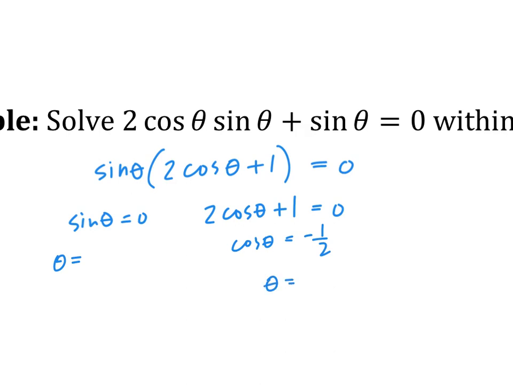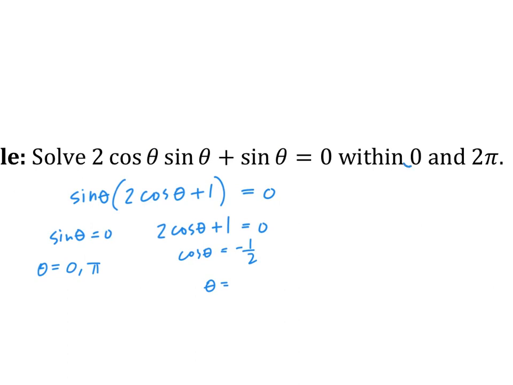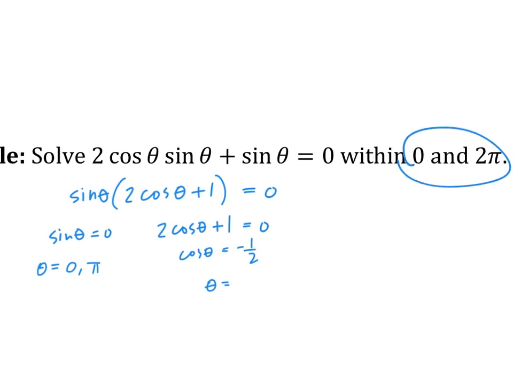All right, so now let's think about it. Sine of what angle gives me 0? Sine, which is the y direction, of what angle makes it 0? Okay, good. 0 and pi. Okay, because this is 0 to 2 pi, so we want radian answers.